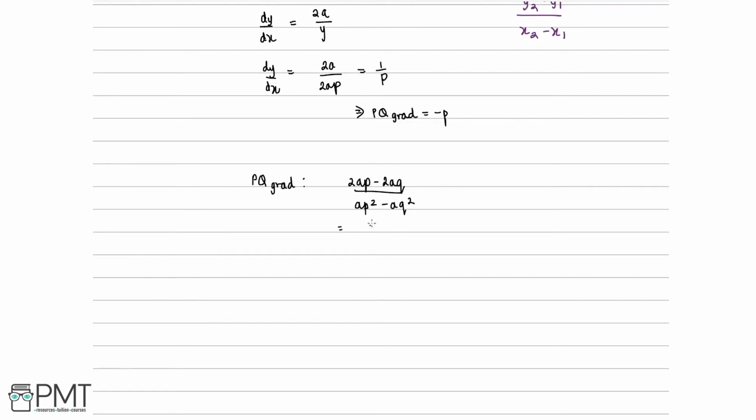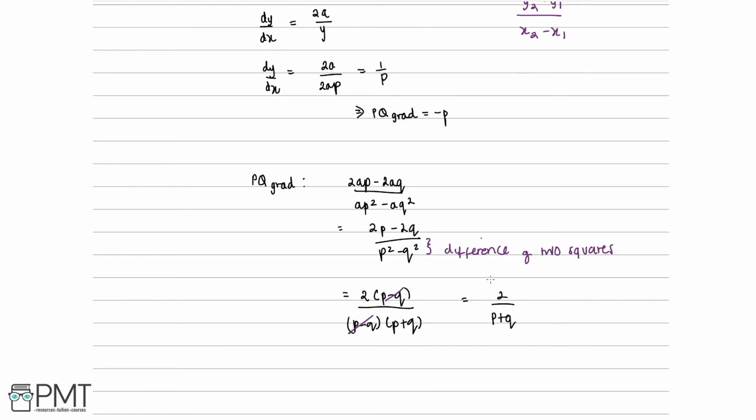So this is equal to 2p minus 2q all over p squared minus q squared. And if you look carefully, the bottom is actually a difference of 2 squares. So this fraction can be rewritten as 2 multiplied by (p minus q) all over (p minus q) multiplied by (p plus q). And you can cancel the p minus q's to give you 2 over p plus q. So this is also another equation for our gradient PQ in terms of q.